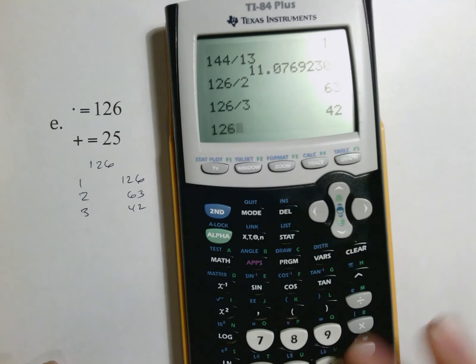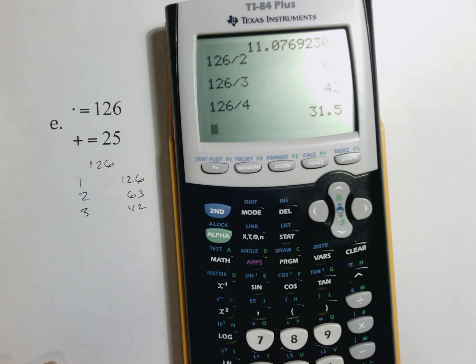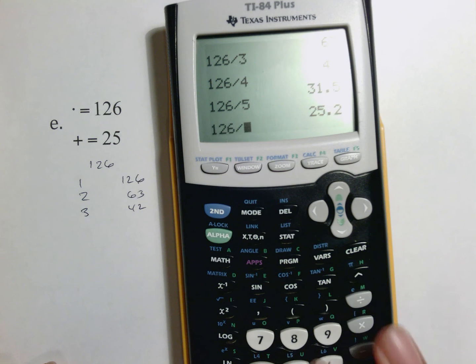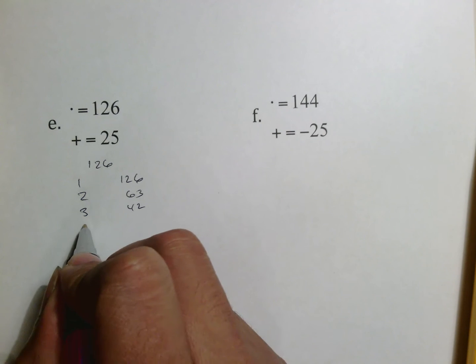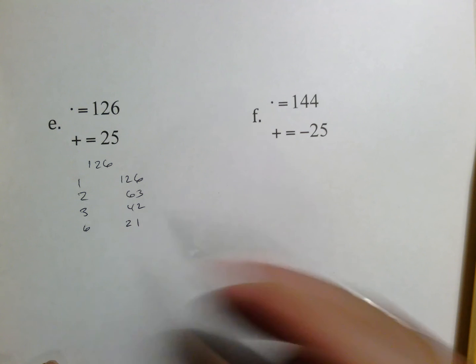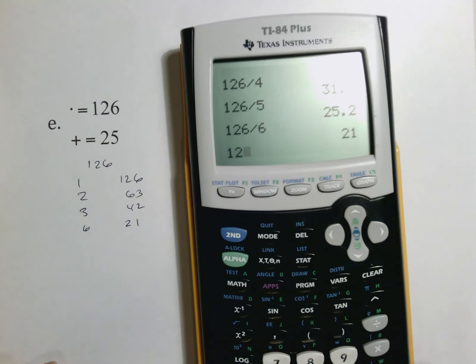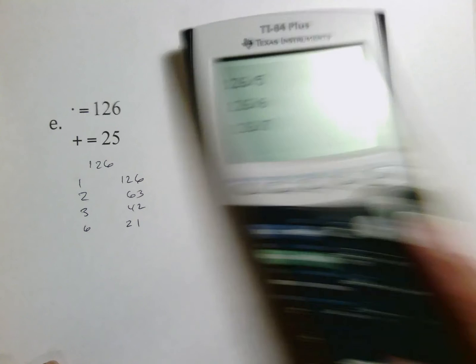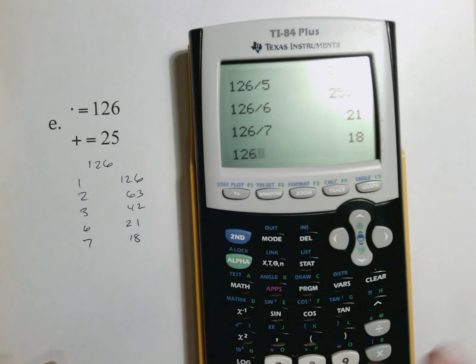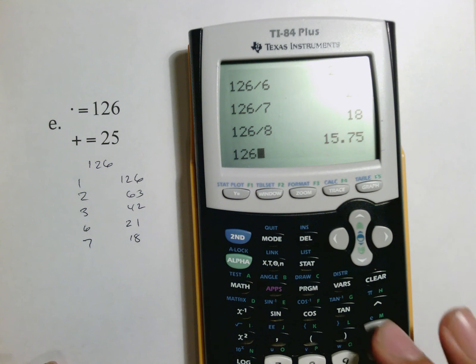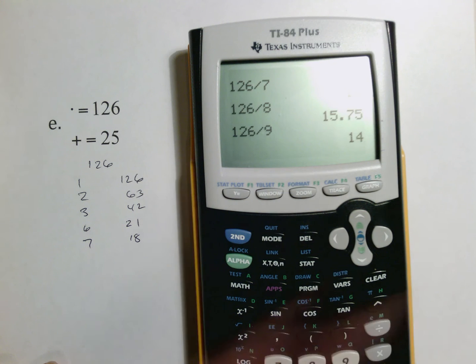126 divided by 4 should not work, and divided by 5 should not happen because it should end in a 5 or a 0. So 126 divided by 6 gives me a 21, which makes me think I messed up again, but we'll see. 126 divided by 7 is 18. Divided by 8. Divided by 9, which is 14.